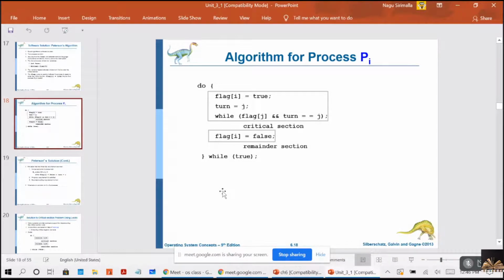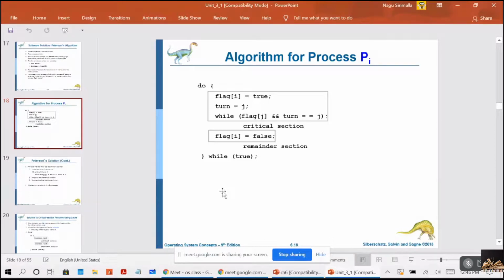If both processes could be executing in their critical section at the same time, then flag of 0 equal to flag of 1 is equal to true. But the value of the turn can be either 0 or 1 but cannot be both. The flag value can be true for both, but turn will be either 0 or 1 at a time. Here I am taking an example as P0, P1. So that is the reason I am saying a turn can be either i or j at a time, right?